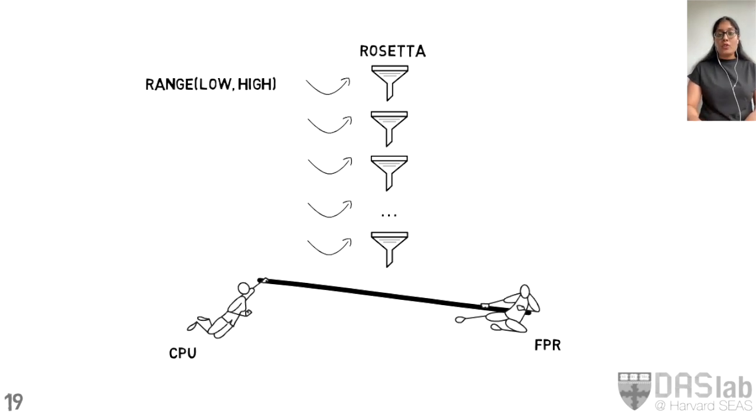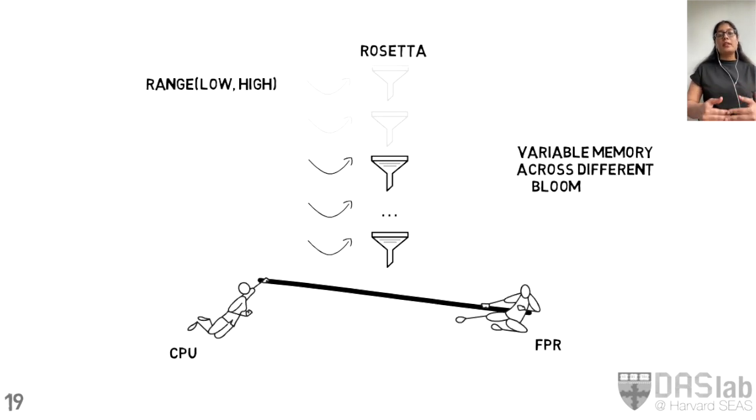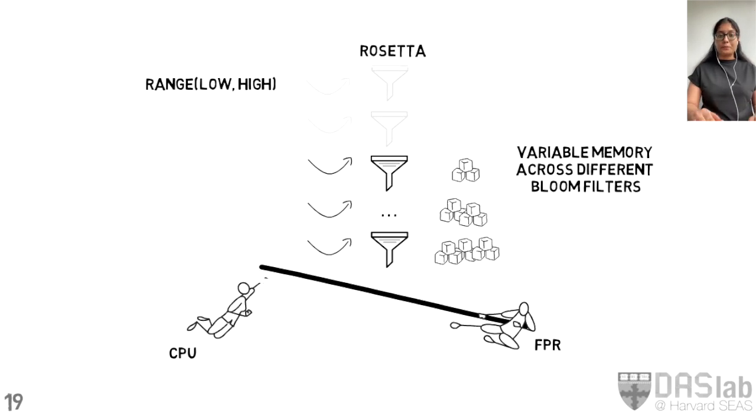On top of the basic design, we've implemented more advanced designs by firstly excluding some of the upper level Bloom filters as they mostly return true positives. And then we strategically assign memory differently across different Bloom filters, which brings the FPR further down.